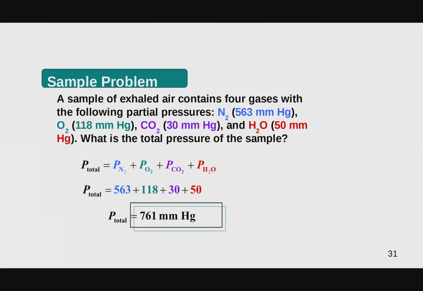But what we can say is that a sample of exhaled air, so from your breath, contains 4 gases with the following partial pressures: 563 millimeters of mercury of nitrogen, 118 of oxygen, 30 of carbon dioxide, and 50 of water. They're all in the same units, so all we simply need to do, according to Dalton's law, is sum them, right? 563 plus 118, and so on and so forth, giving us a grand total, or a total pressure, of 761 millimeters of mercury.